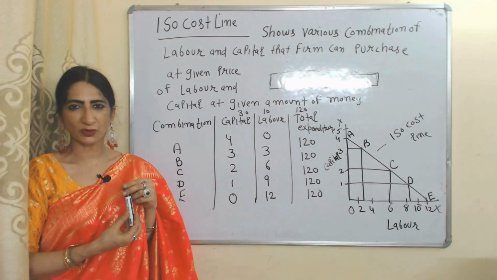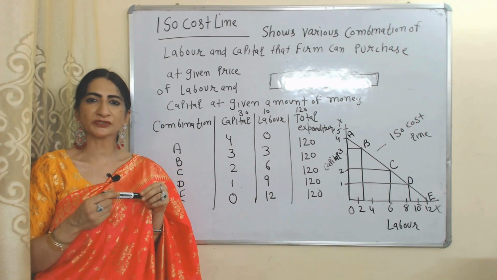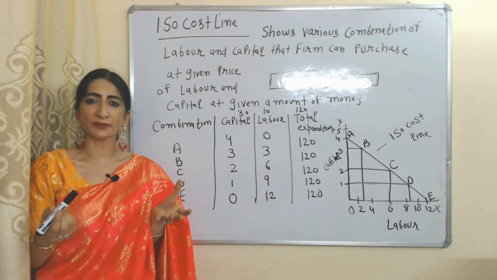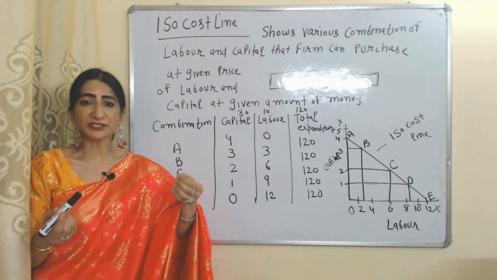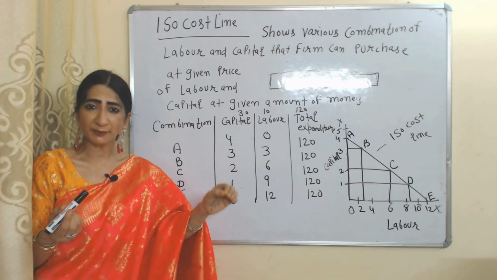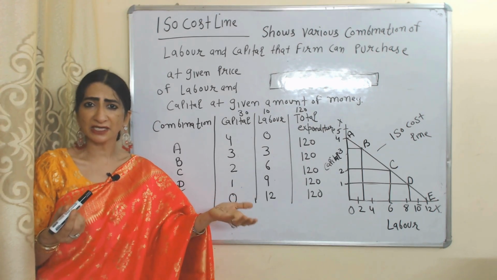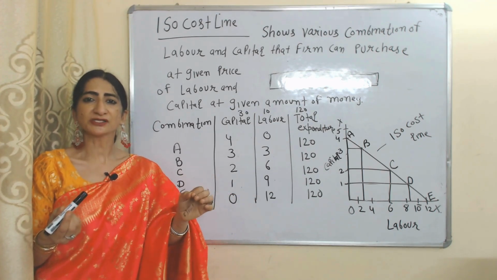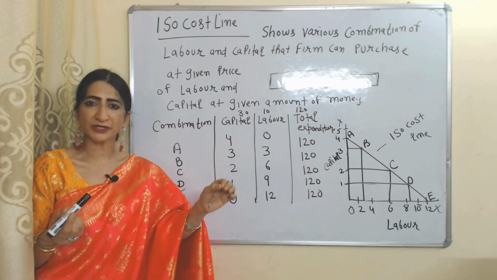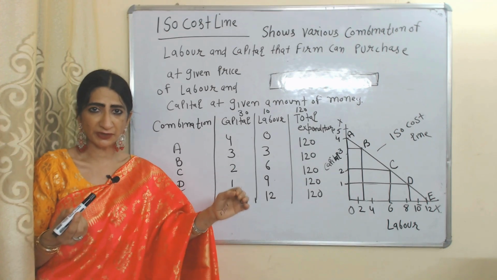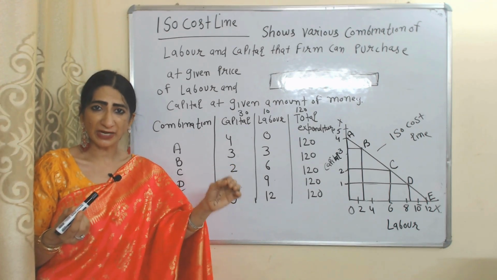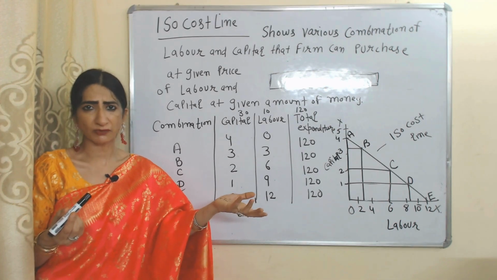Now we will see the isocost line. The isocost line shows different combinations of labor and capital which a producer can buy at a given price of labor and capital and a given amount of money.